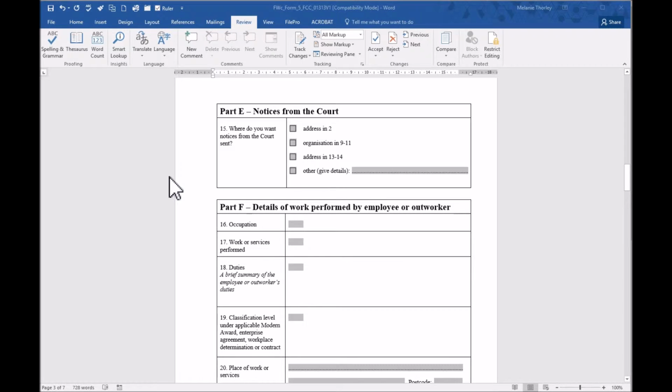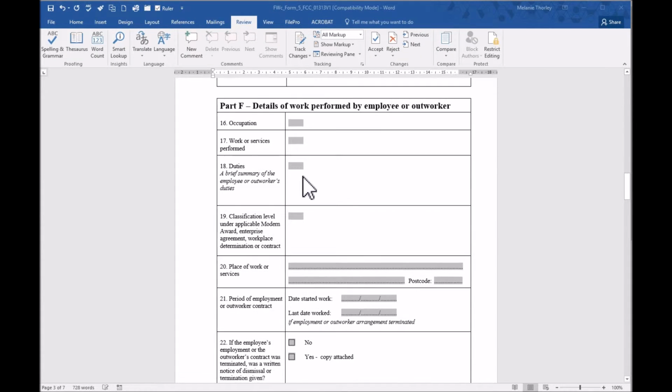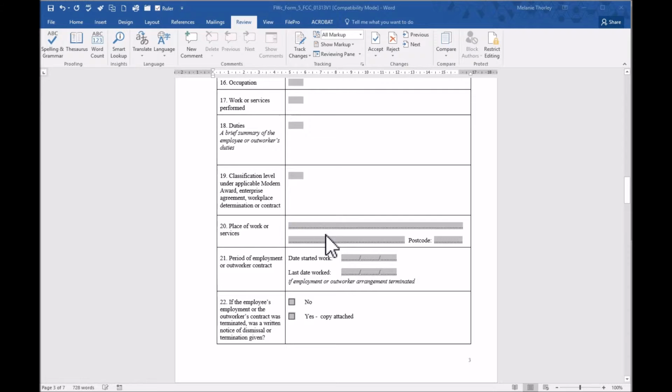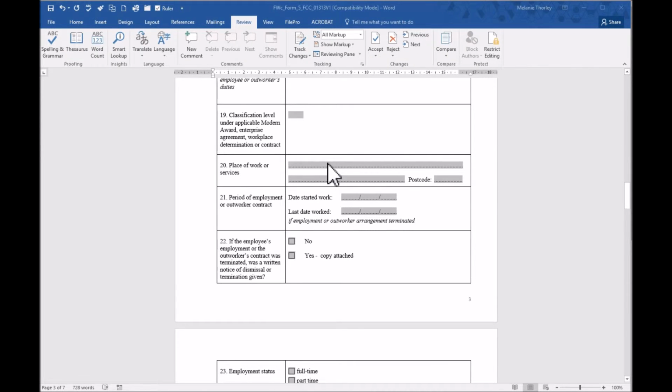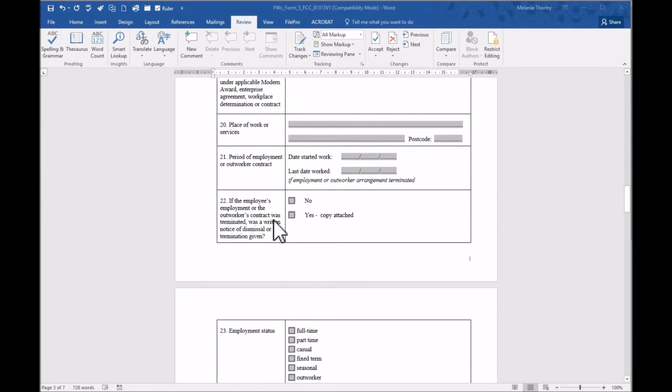Okay, now it's going to ask for details of the work performed by you. And so this is where you get to talk about your story. So you say your occupation, what sort of work you did, your duties, if you're on an award, what award that was, and places where you worked. Also it asks about your employment status and whether your employment was terminated. If it was, you need to also provide your letter of termination.